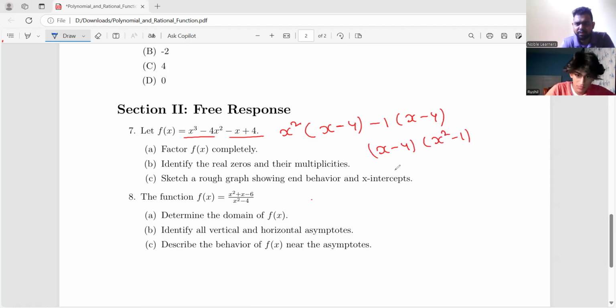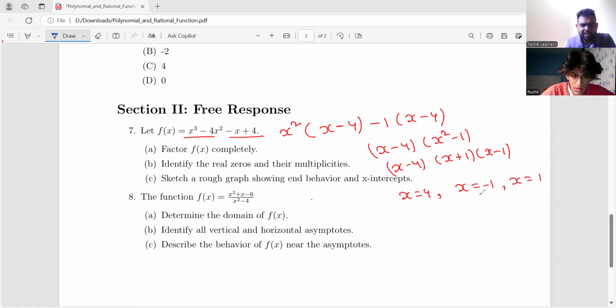You can factor this more: x plus 1 and x minus 1. And then there are three answers. x is equal to 4, and then you have x is equal to 1, and x is equal to negative 1. They're asking to identify the real zeros and their multiplicities. So all of them have a multiplicity of 1. Yeah, all of them have the same multiplicity.